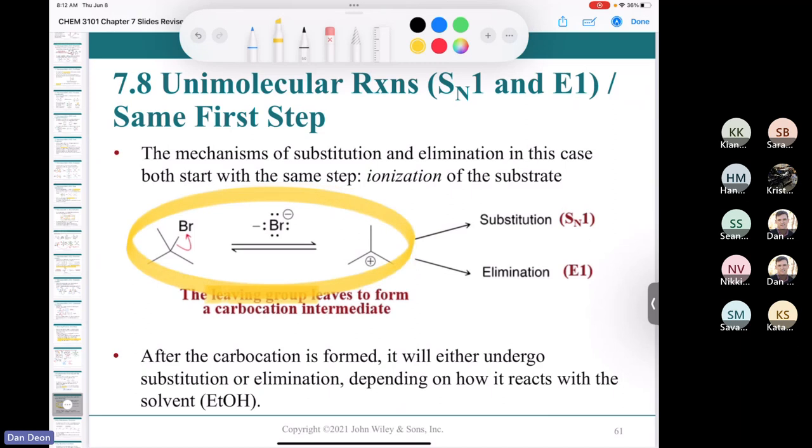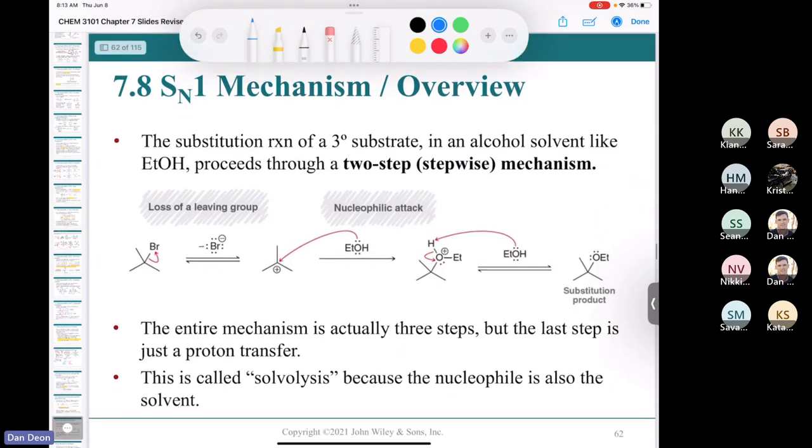Well, you can see the reason why it's based on the structure of the alkyl halide, isn't it? Because once that leaving group leaves, we make a stable carbocation, right? A tertiary carbocation is a stable carbocation. So let's pencil it in here. This is tertiary. And now this tertiary carbocation can undergo a substitution in order to form the ether, or it can undergo elimination to form the alkene. And it's going to depend on how it reacts with the solvent. So let's take a look at both of these possibilities, the substitution and the elimination.